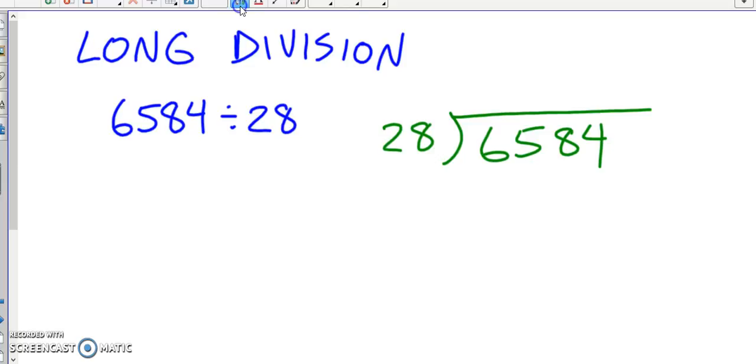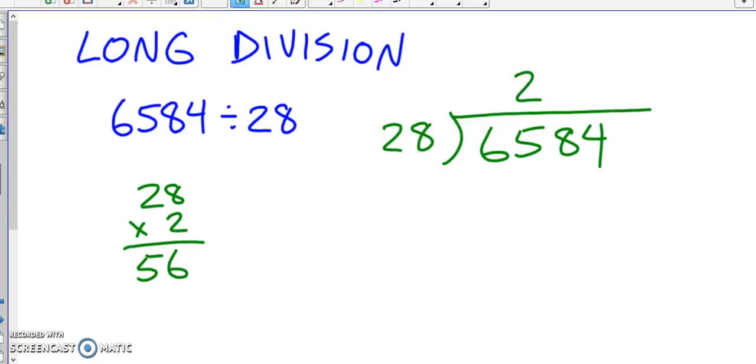So the first thing you look at is your divisor, 28, and you say, okay, how many times does 28 go into 6? Well, 28 doesn't go into 6. So at this point, you grab a little bit more. How many times does 28 go into 65? The answer to that would be 2. So somewhere off in the scratch work, you go 28 times 2, which is 56. So I put a 2 here, and then I'll put a 56 here.